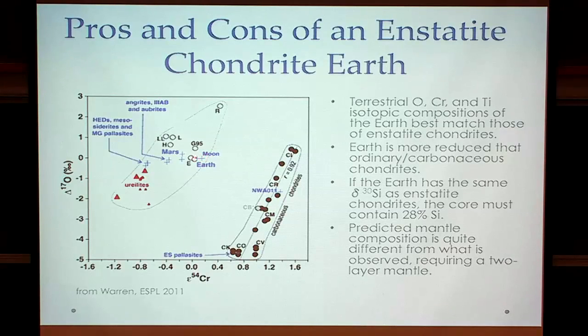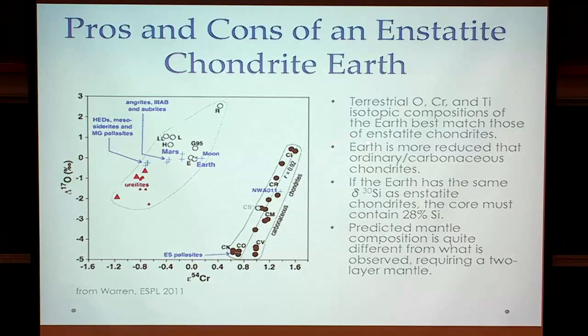But we really match that of Enstatite chondrites. We're nothing like these, the carbonaceous chondrites. These are the ordinary chondrites. These urelites are achondrites. But anyway, isotopically, Enstatite chondrites actually best match the composition of the Earth. And this is true of a few other elements as well, but not true of one really important element.